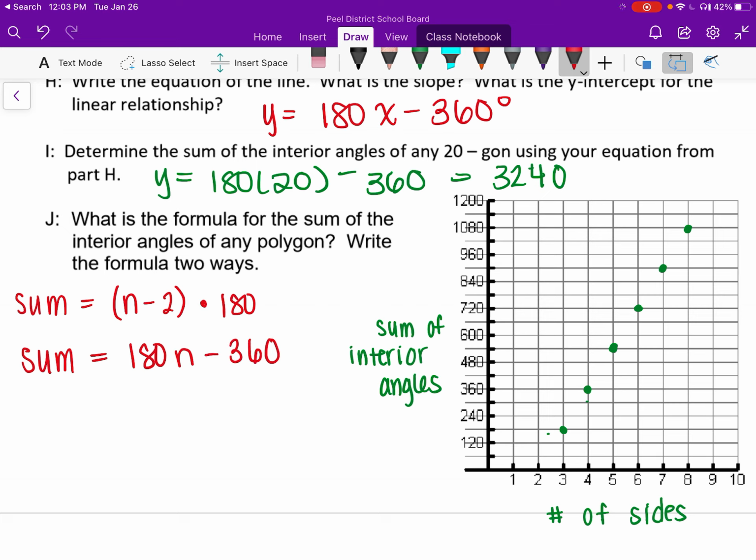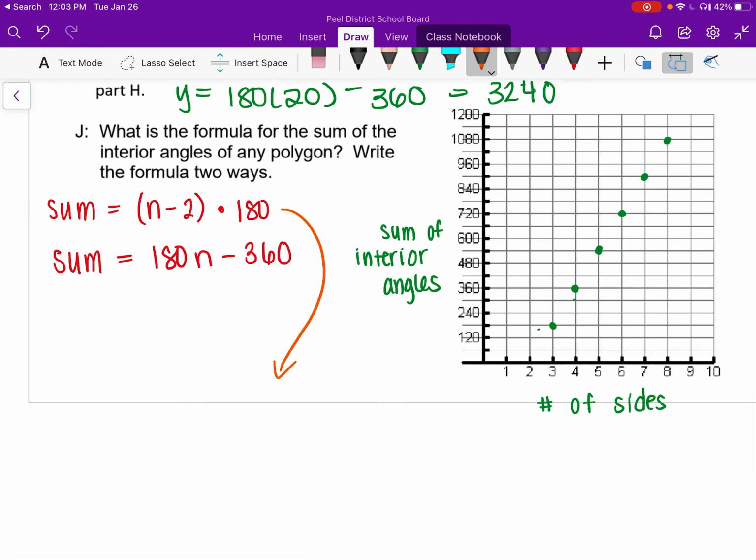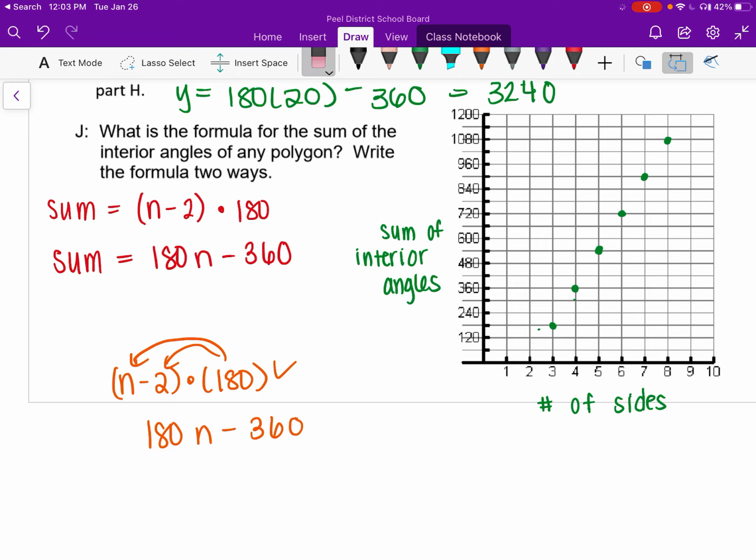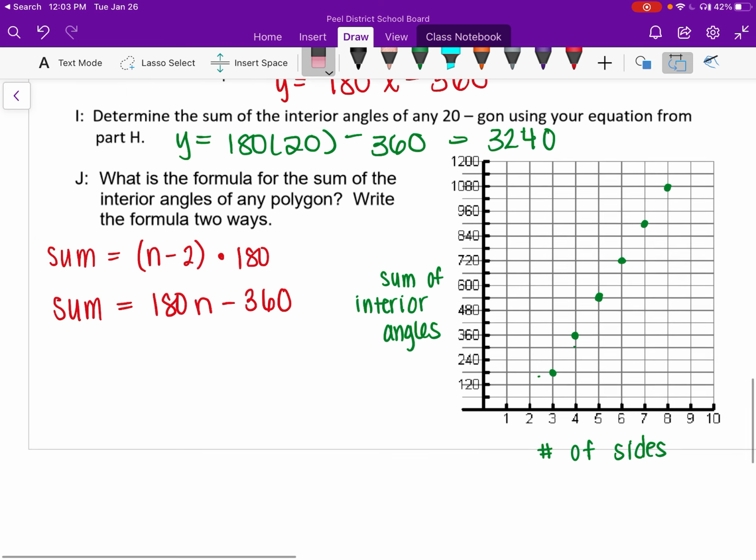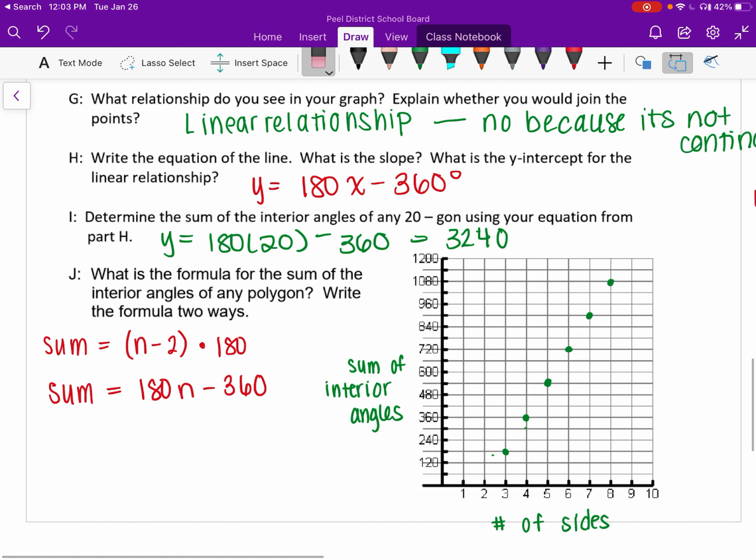If you think about it, and I'm just going to show you really quickly here, and I'll erase it so that it doesn't get messy. If we did (n minus 2) and used the distributive property, distributing this 180 in, we have 180n minus 360. It is the same thing. One's an expanded form, one's not.